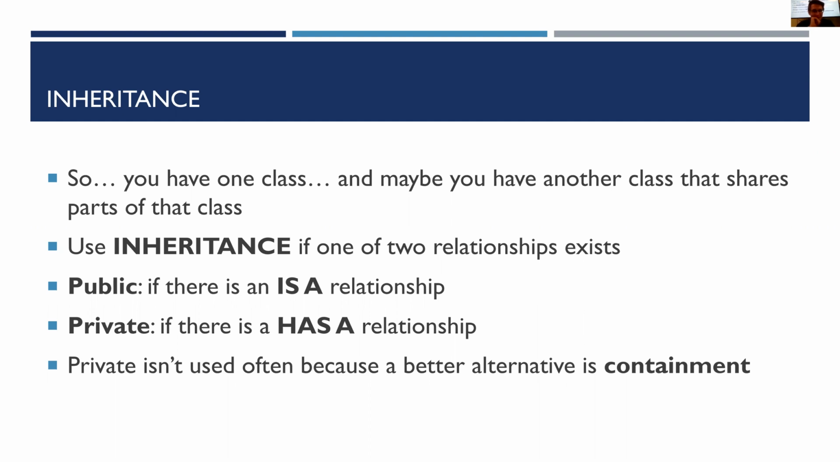So anyways, we have public and private. For inheritance, we have two types: public and private inheritance. Private inheritance is a has-a relationship, but realistically, don't even pay attention to private because it's almost never used. You can literally just do a thing called containment.